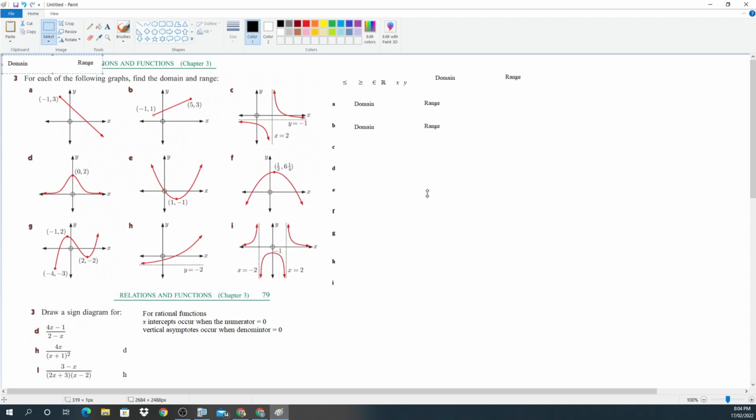Now when you think about domain, think about the most extreme left value and the most extreme right value, and whether anything is missing in the middle. If there are any vertical asymptotes, or any points that are not otherwise part of the graph.